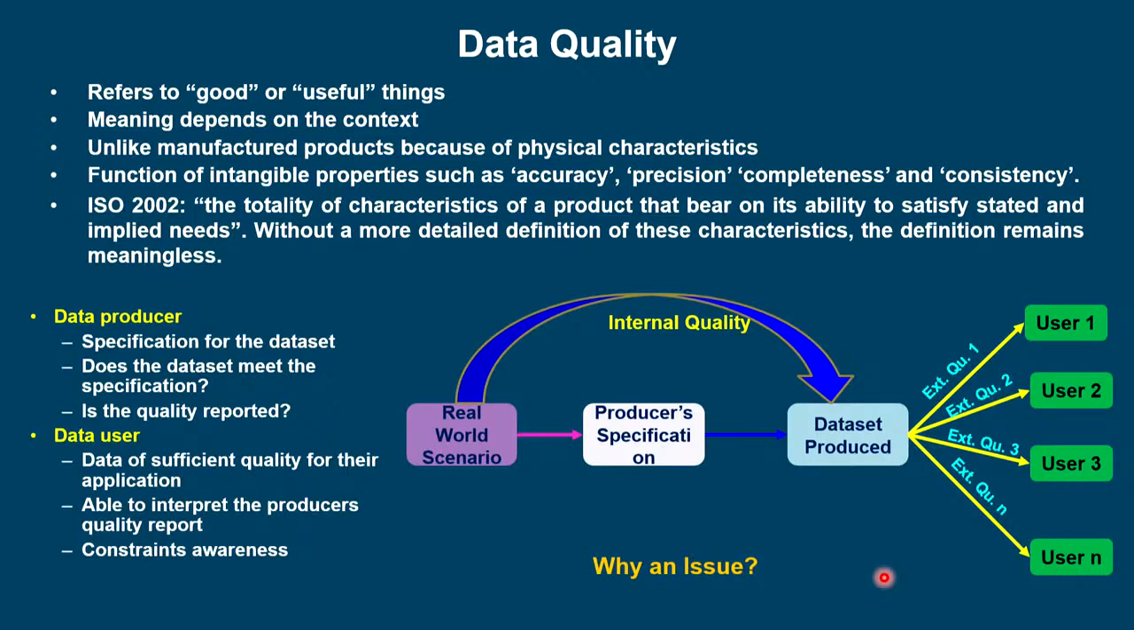So quality is some sense of excellence of a particular product. As per the ISO standard 2002, the definition of quality is: the totality of the characteristics of a product that bear on its ability to satisfy stated and implied needs of the users. Okay, so if a product is satisfying you perfectly, it means the quality is good. If it is not satisfying you, it means it is not serving your purpose, or it is not completely serving your applications. That way you can judge the quality of a product.